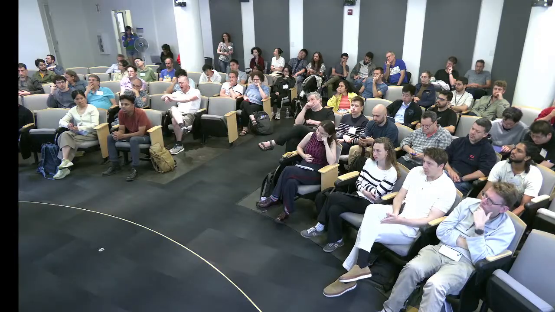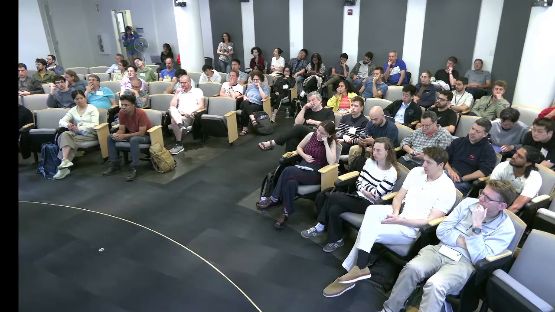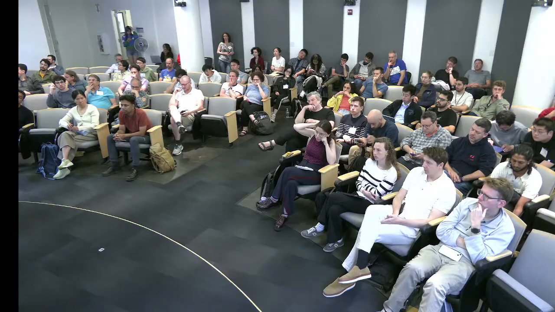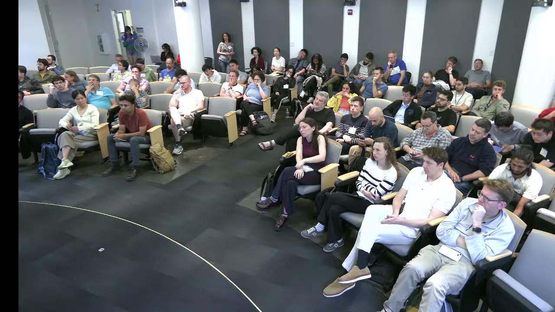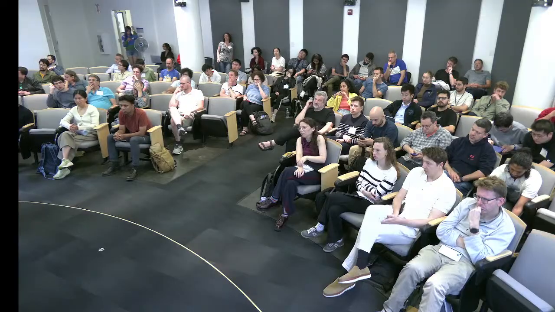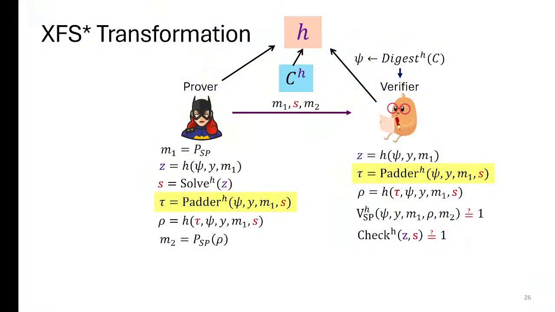So the actual transformation is very similar to what we had, except that now the prover, after computing the solution, will ask the padder to output a prefix, and then it'll also put the prefix in. And the verifier can also compute this and put the prefix into this query. Now this verifier is not going to make this query, and so we can protect against that as well. So this is what the XFS star was.